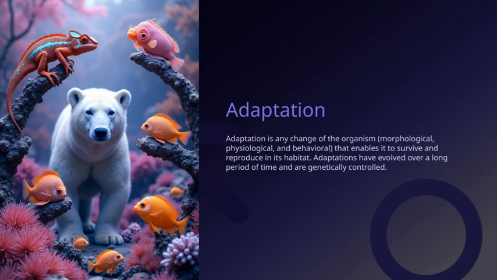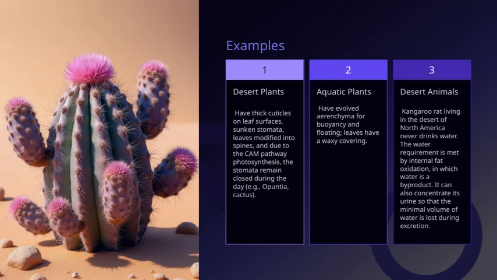Adaptations are a fundamental part of the story of life on Earth, showing how species evolve in response to their surroundings. Let's start with the kangaroo rat living in the North American desert. What's fascinating about this animal is that it never actually drinks water. Instead, it meets its water needs through internal fat oxidation. When the fat is broken down for energy, water is produced as a byproduct. This adaptation is crucial for survival in such a dry environment. Additionally, the kangaroo rat can concentrate its urine, minimizing water loss during excretion, which helps it conserve every drop possible.